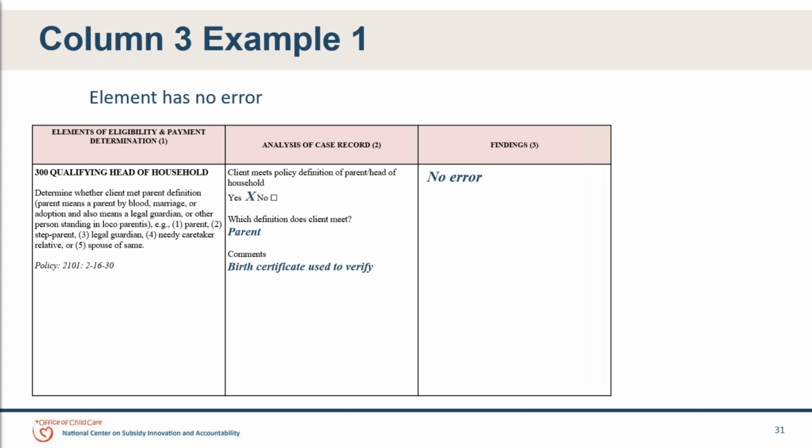And again, we're really focused on column 3. We're really focused on the error findings, or in this case, the lack thereof. So here's a little checklist for column 3 and elements where there's no error. The reviewer did not leave it blank, and they did not provide any new details. All of the details are over there in column 2. So this is what we want to see.